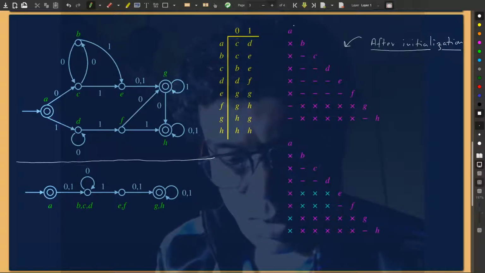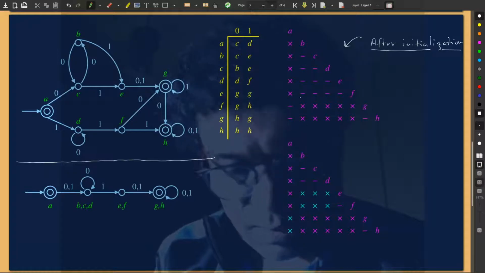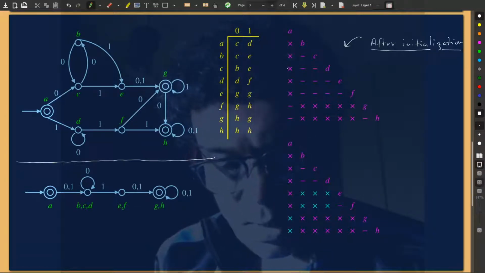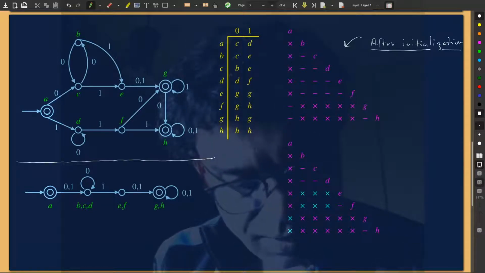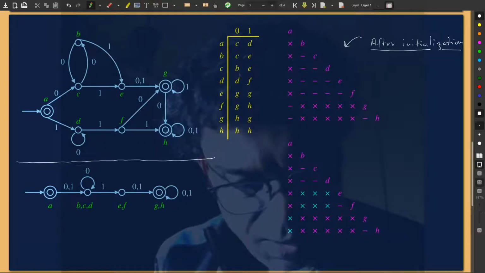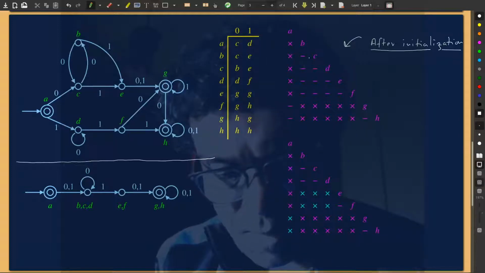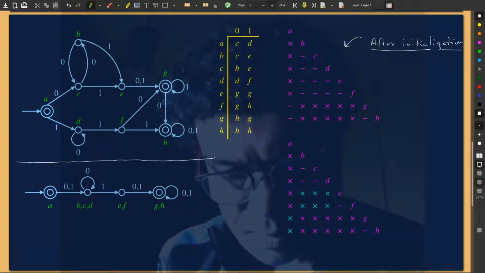Initially everything is unmarked. Then I mark final, non-final pairs. A is a final state, so I will not mark A with G or A with H, but I will mark A with B, C, D, E, and F, because A is a final state and B, C, D, E, F are not final states. G and H are also final states, so I will not mark them.